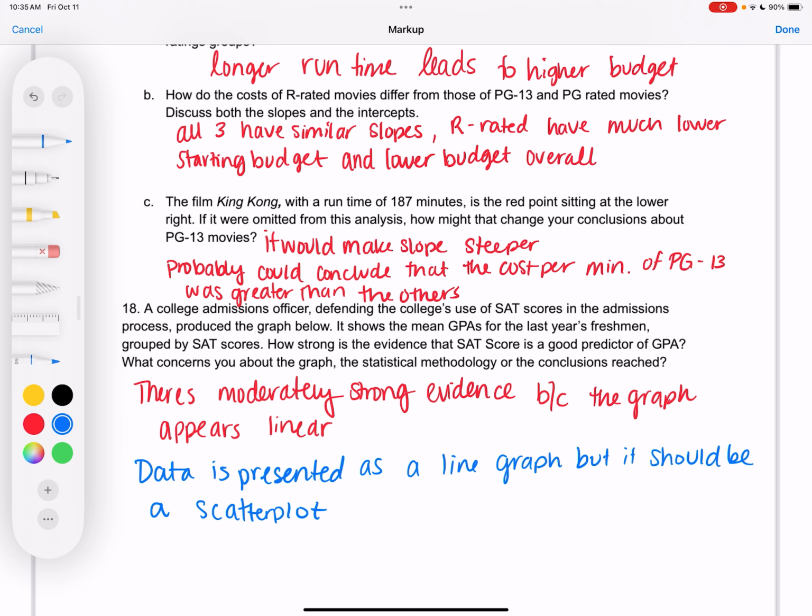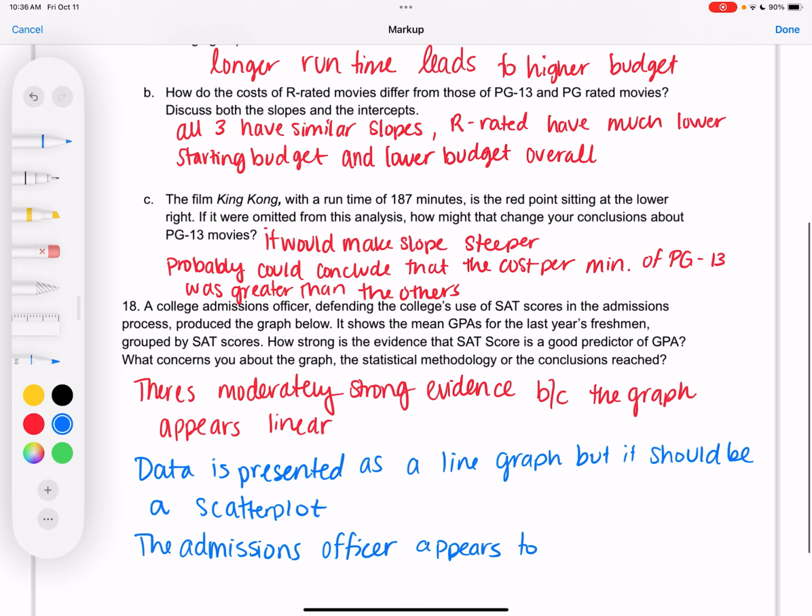So to me, it kind of looks like this admissions person just picked and chose who fit his model for what he was looking for. It seems that he chose specific scores and GPAs to illustrate this because, let's be real, 1, 2, 3, 4, 5, 6, 7 people is not really sufficient to give an accurate representation of this, which is also why he should have used a scatter plot. So I would say the admissions officer appears to have chosen specific scores and GPAs to illustrate his point.